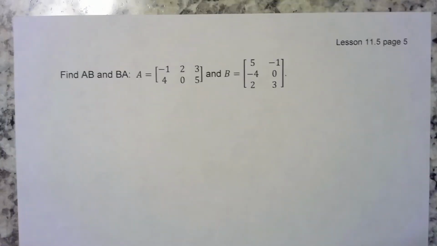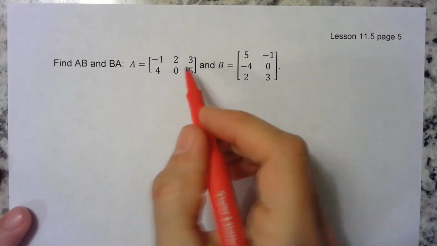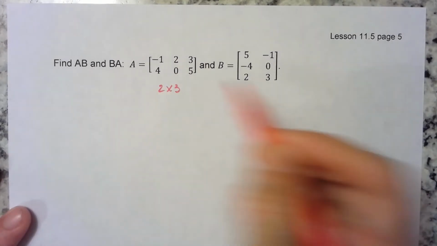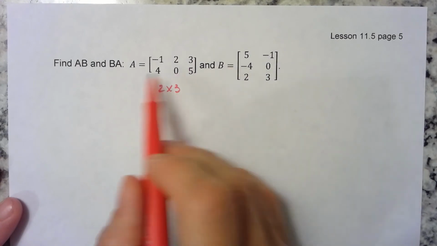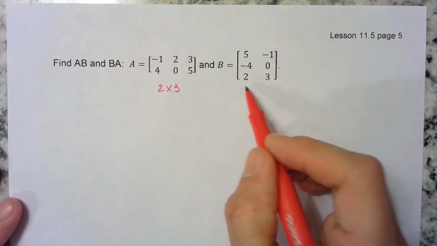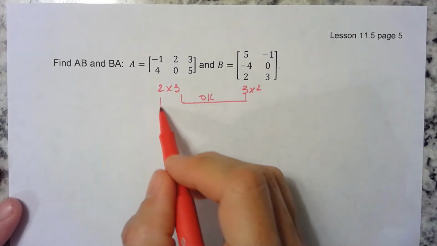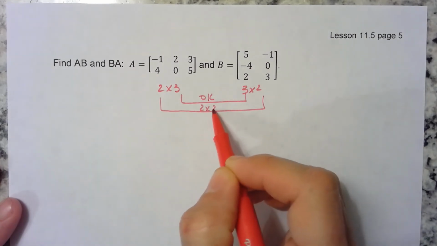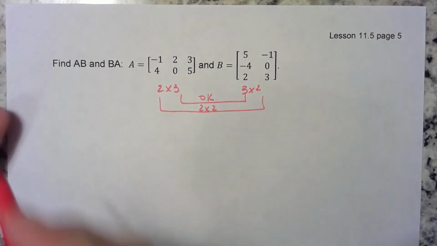So how about this one? In this one, we're going to have a 2 by 3. They want us to find AB and BA. So let's do AB first. We have a 2 by 3 and we have a 3 by 2. This says it's okay to multiply them. This says we're going to end up with the 2 by 2. So let's multiply A times B.